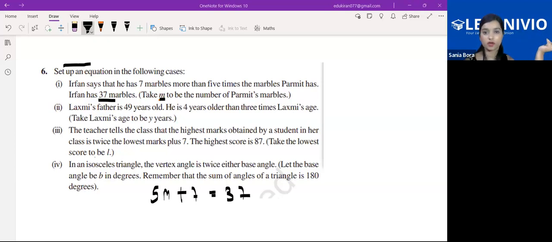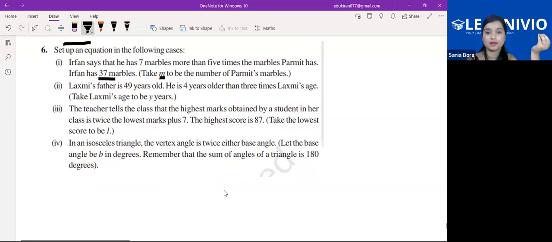So I'll just tell the answer for the first two. The second one says, Lakshmi's father is 49 years old. Right? As always, I share a trick with you: whenever they say "is", that means equals to. He is 4 years older than 3 times Lakshmi's age. So Lakshmi's age you will take as y, and 3 times her age is 3y. Older means plus. Younger means minus. Younger means younger brother, right? And older is this. So plus 4. This is the equation for the second one. Clear?